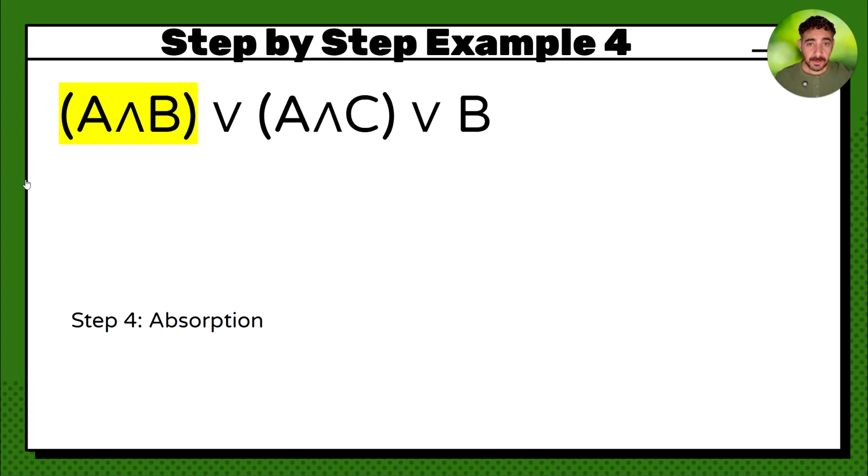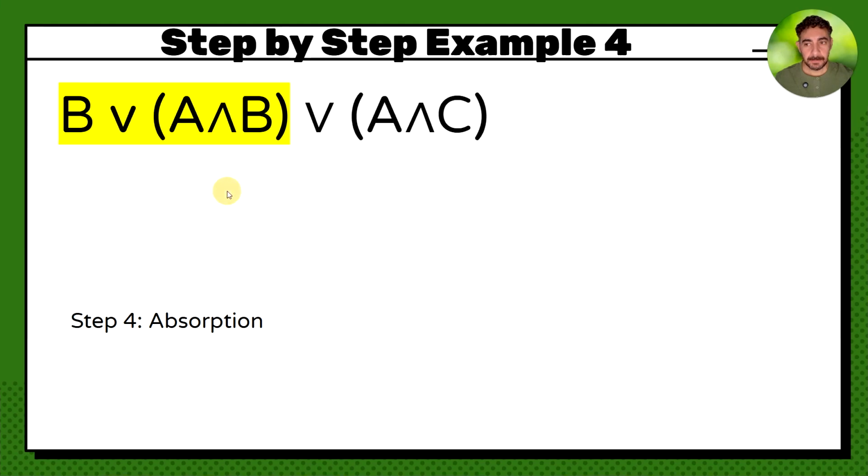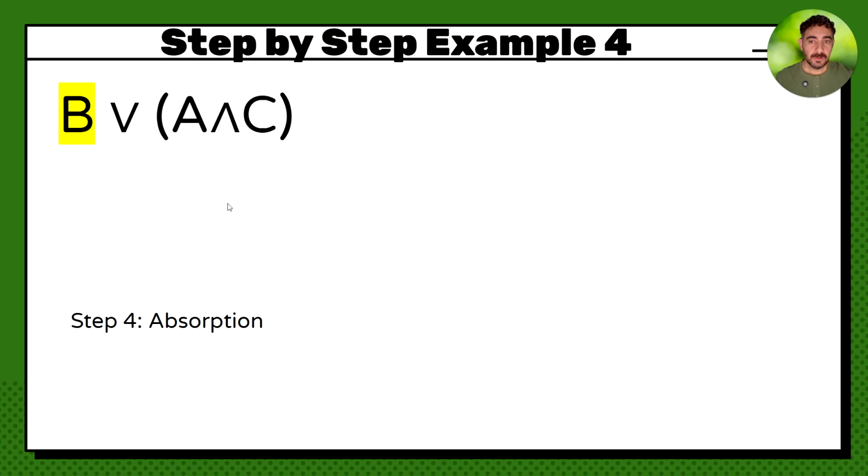So next, if we rearrange these terms, we can see that we can apply the absorption rule again. So let's rearrange it. And if we do that, that leaves us with our final simplified expression of B or A and C.